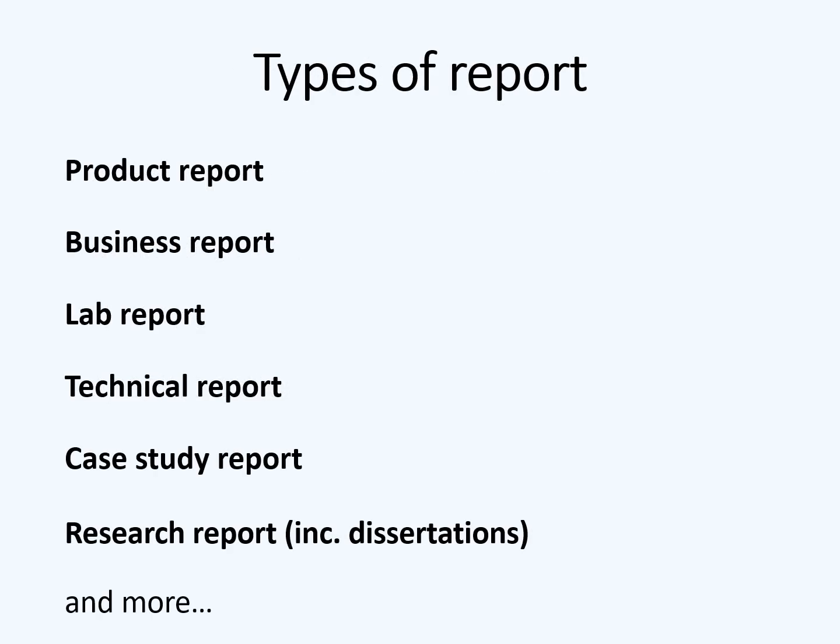There are many types of report to be found across the commercial, professional, and academic sectors. They include product and business reports, lab and technical reports, and case study and research reports, including university dissertations. Depending on the nature of your report assignment and the subject of your study, you may be given specific guidelines or templates to follow. The following is, therefore, simply a general overview of the structure and content one might find in a standard report.